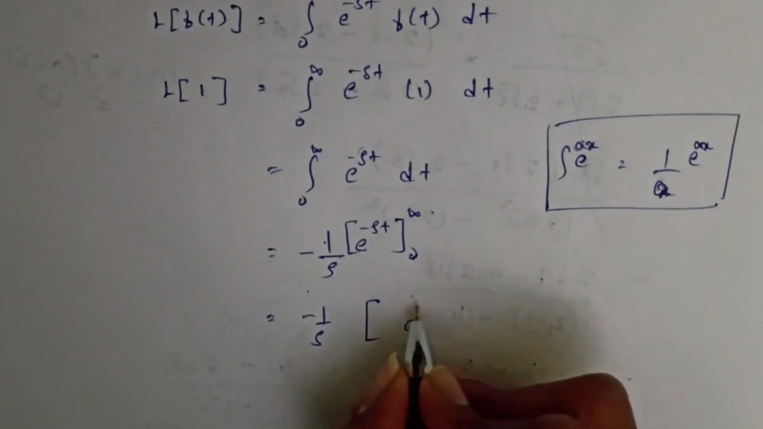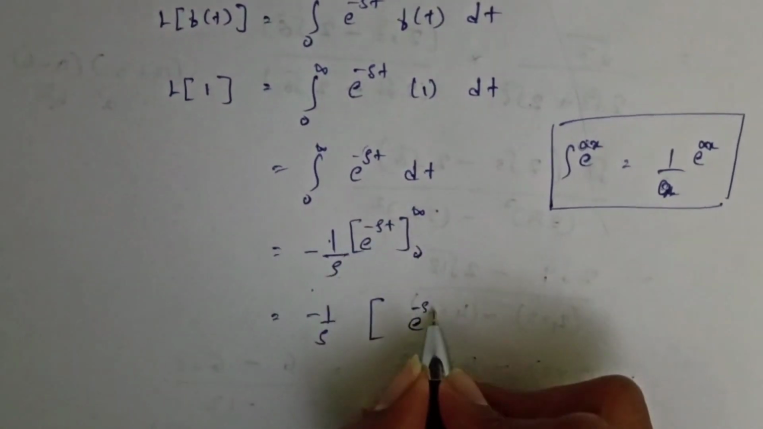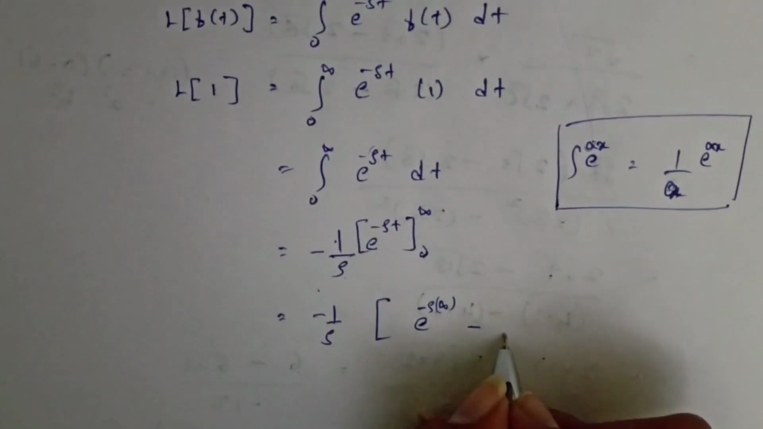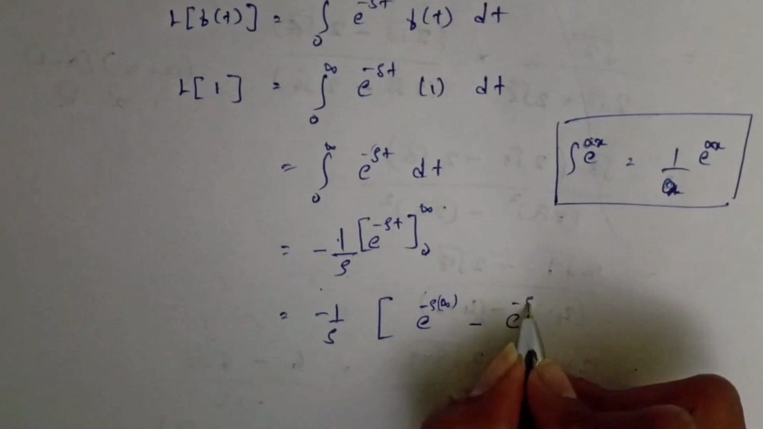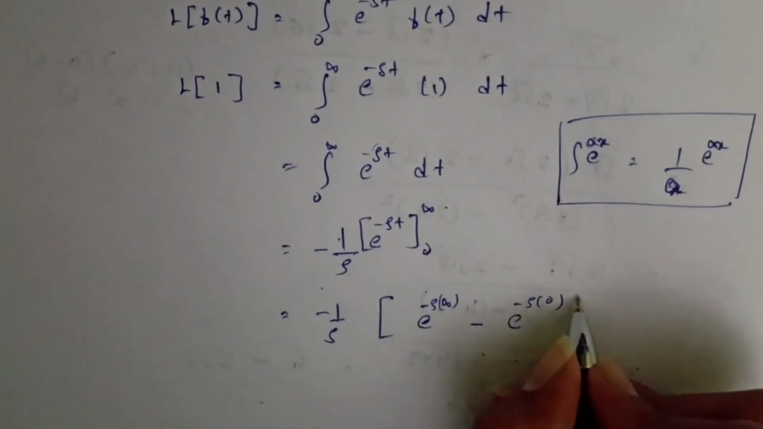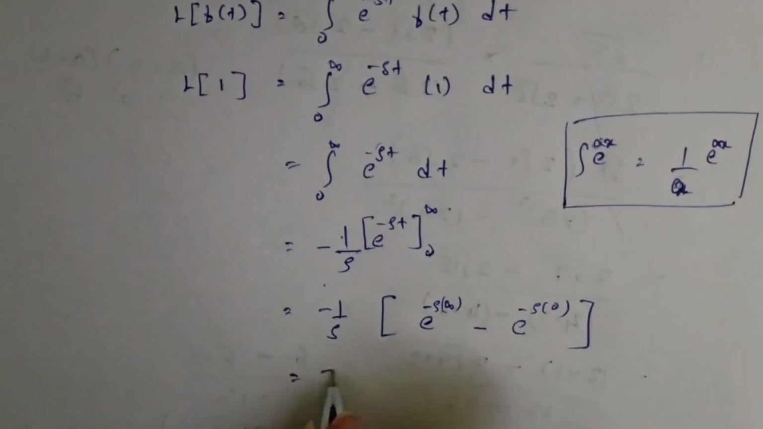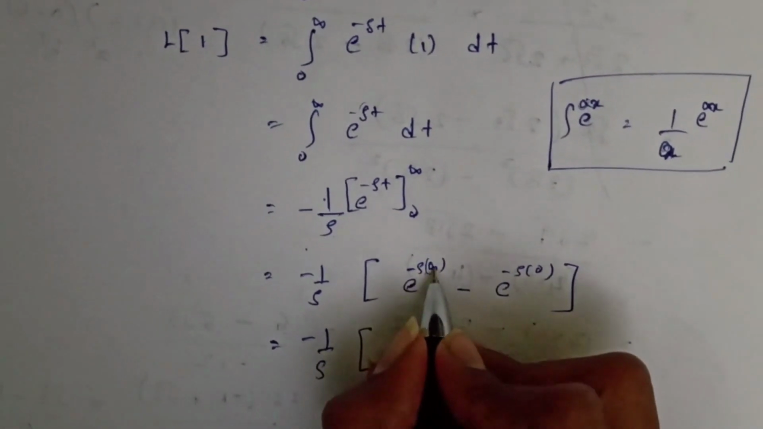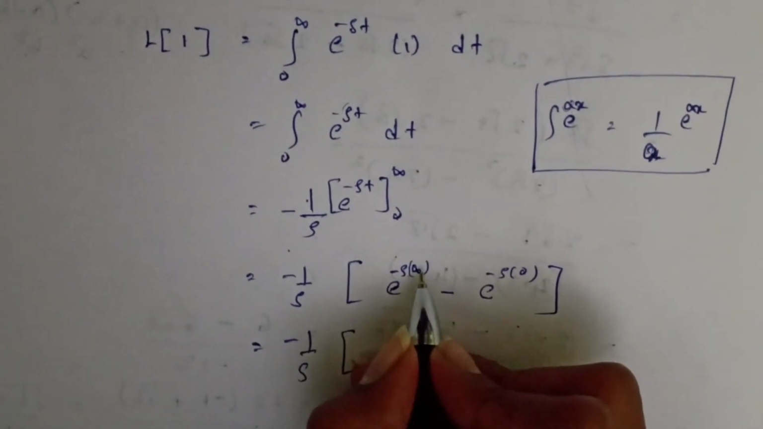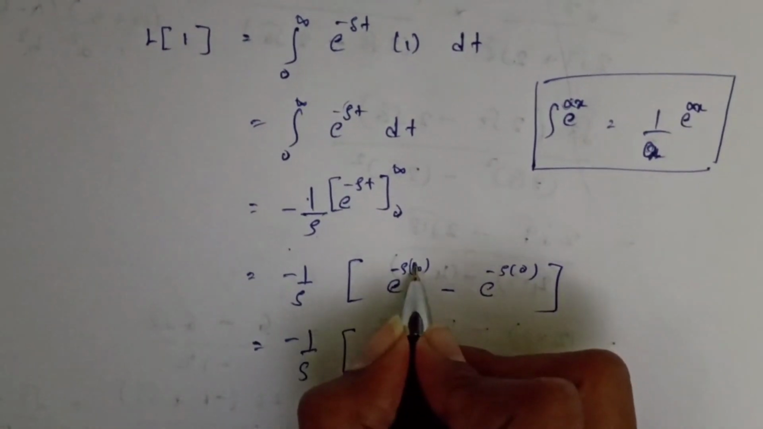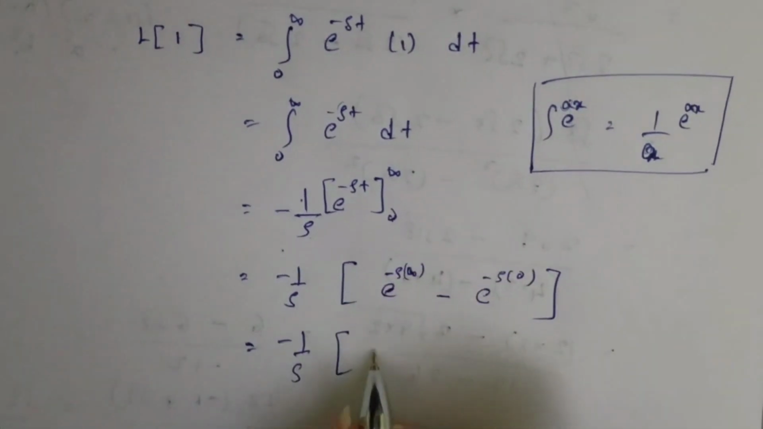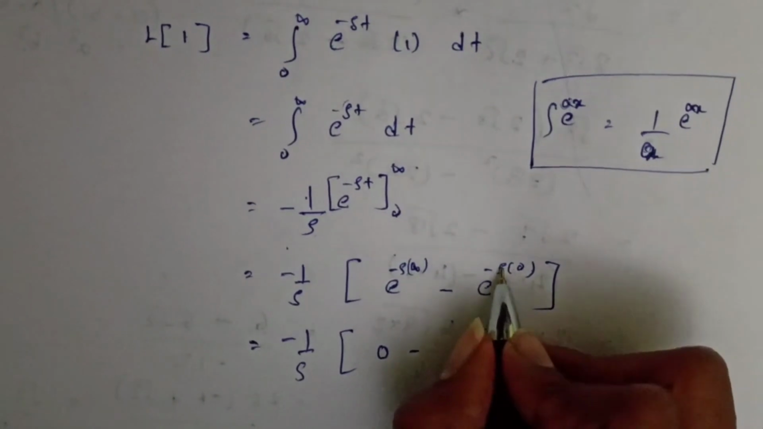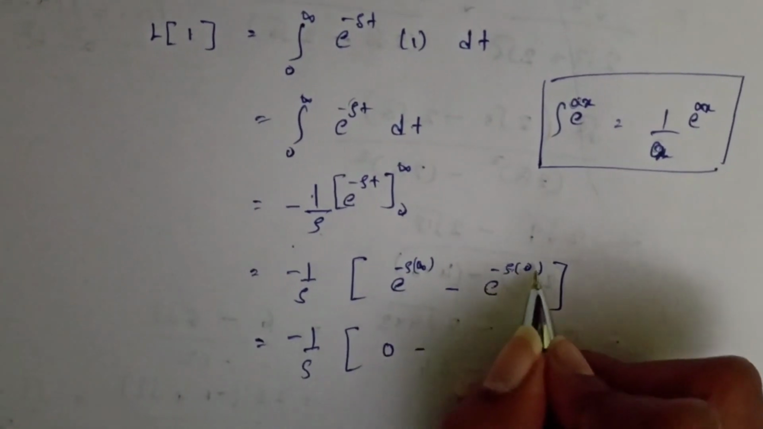So e to the power minus s t, with t as infinity, we should write infinity, minus the lower limit, which is e to the power minus s into 0. Now minus 1 by s as it is. So e to the power minus s into infinity: s into infinity is again infinity. So e raised to infinity, or anything raised to infinity, is always 0, minus e to the power minus s into 0. S into 0 is 0, and anything raised to 0 is 1.